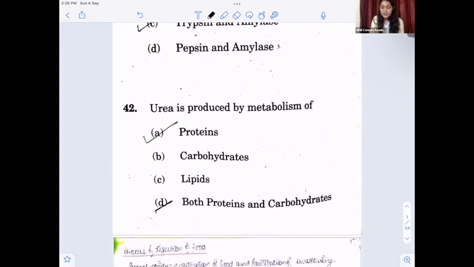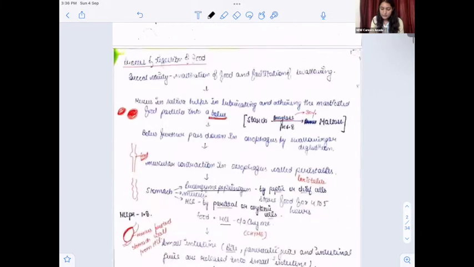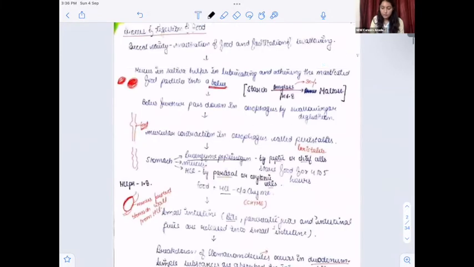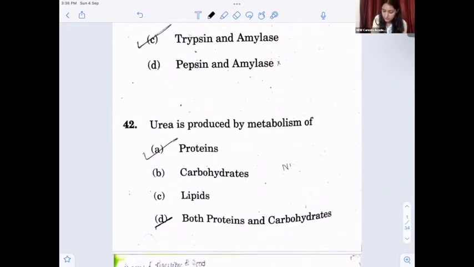Next question, urea is produced by metabolism of. So see, in human body, waste product is urea, and it needs to be eliminated from body. You all know formula for urea, NH2 CO NH2. So urea is produced from compounds which contain nitrogen. Urea is produced by metabolism of amino acids, and amino acids are basically building blocks of proteins. So answer is option A, proteins.